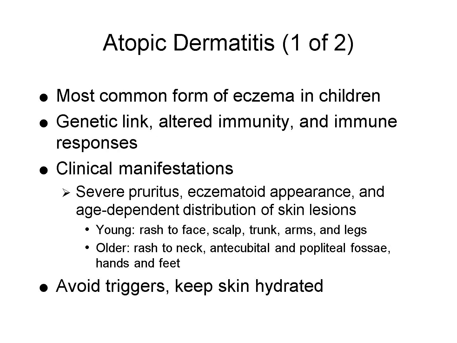Atopic dermatitis is the most common form of eczema in children and has a strong genetic and immune system link. Symptoms include severe itching and dry, eczematous skin lesions. In infants, the rash often appears on the face, scalp, and trunk, while older children commonly show involvement of the neck, elbows, knees, hands, and feet. Management focuses on hydration, avoiding triggers, and anti-inflammatory treatments.